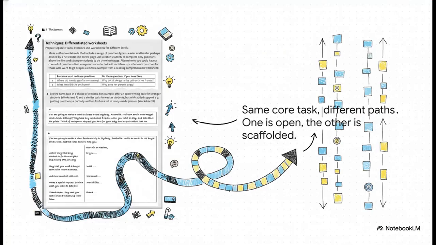This is such a perfect visual example of what we mean. Both of these worksheets have the exact same core task: write an email to a hotel. But look at the difference. Worksheet A is totally open-ended, perfect for students who are ready for that kind of challenge. But Worksheet B gives them some helpful scaffolding, prompts and phrases to support students who need a little more guidance. It's the same goal, just different paths to get there.